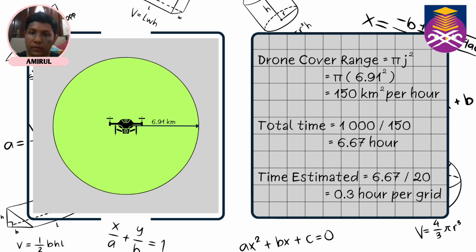Now the total time for the drone to spray pesticide on the whole field is 6.67 hours, which is 3.33 hours faster than the last version. After that, the estimated time is 0.3 hour per grid, which is 40% faster than the T30 drone.